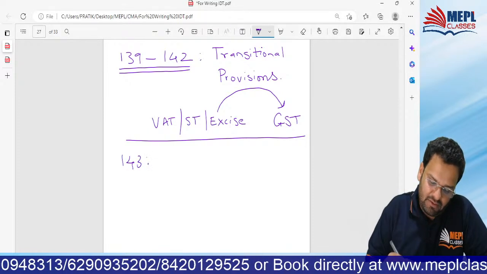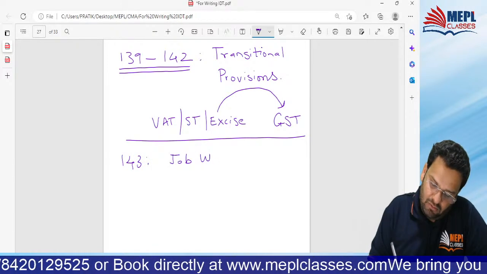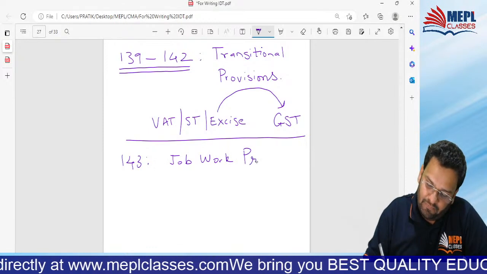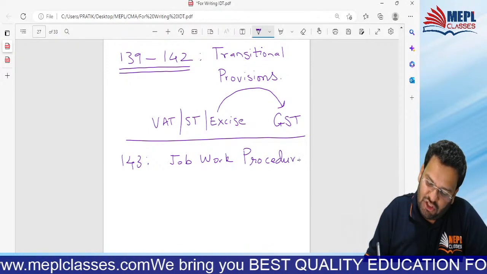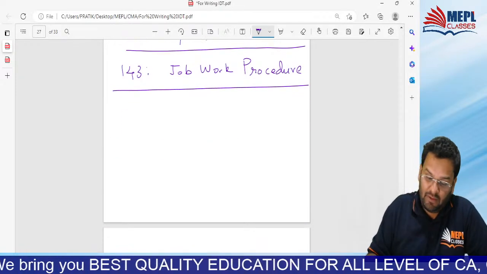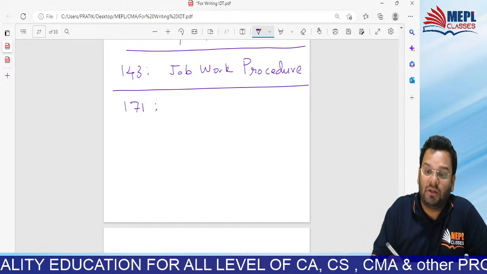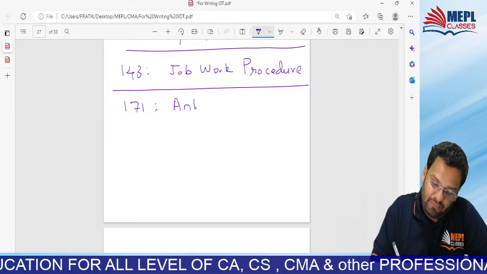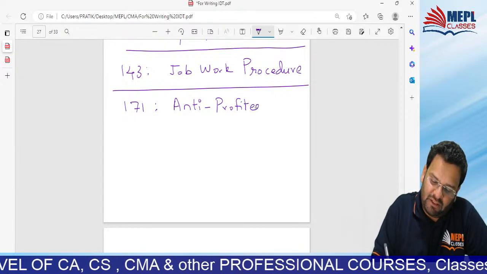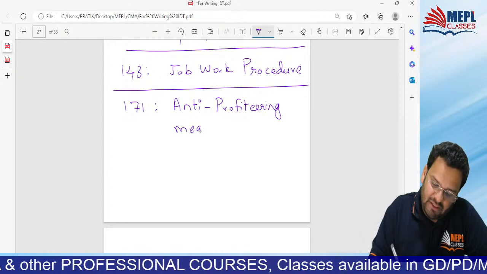Then 143 is job work procedure. That job work which you have seen in section 19, its procedure will be discussed in 143. Okay, and 171 can become important. It is anti-profiteering measure.